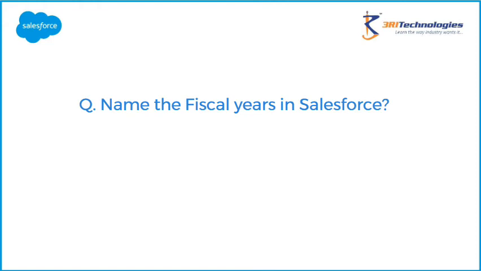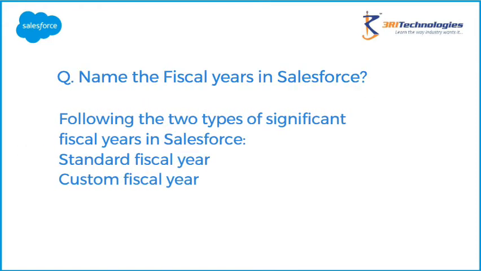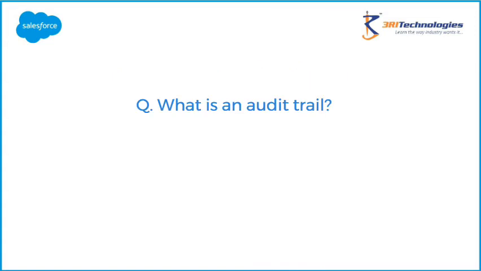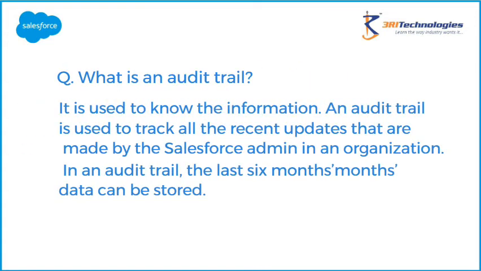Name the fiscal years in Salesforce. Following are the two types of significant fiscal years in Salesforce: standard fiscal year, custom fiscal year. What is an audit trail? It is used to know the information. An audit trail is used to track all the recent updates that are made by the Salesforce admin in an organization. In an audit trail, the last 6 months' data can be stored.